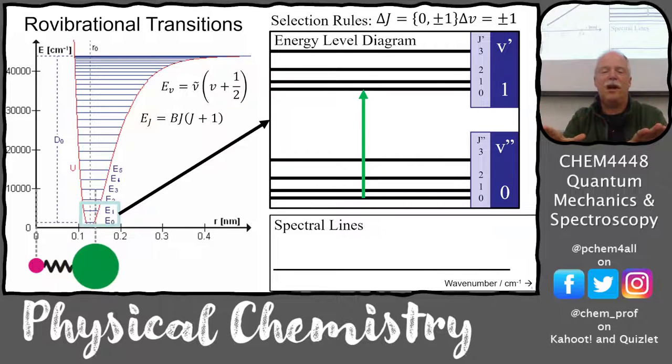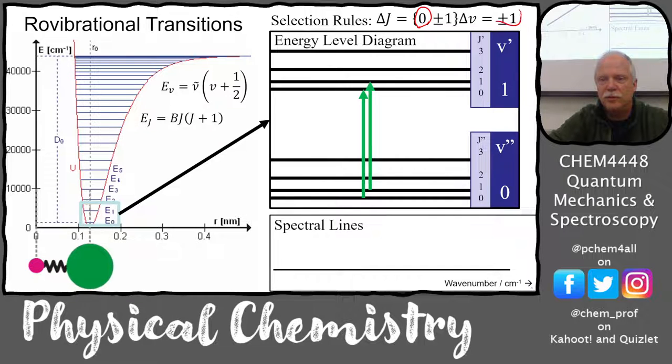And notice down at the bottom, we have the spectrum. The spectrum is the spectral lines that are the differences. The bottom is the transitions, the spectral lines, which are the differences in the energy levels. So we can have up here delta J equals 0, and delta V equals plus 1. So this is what we're doing right now.